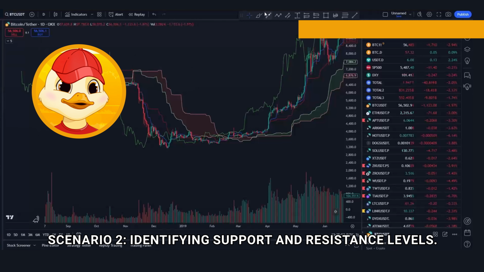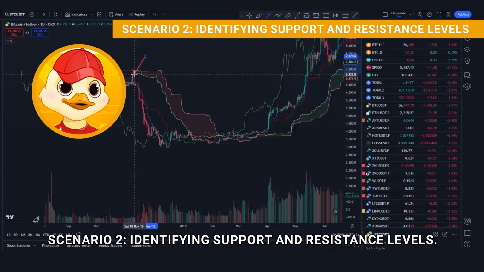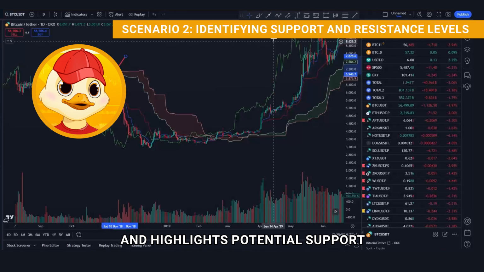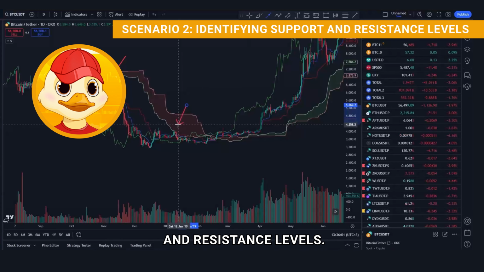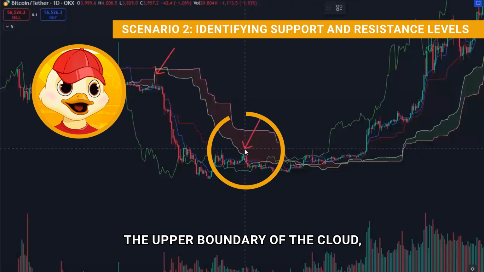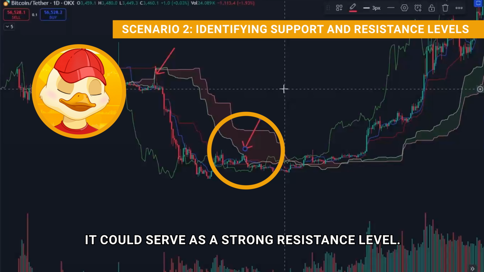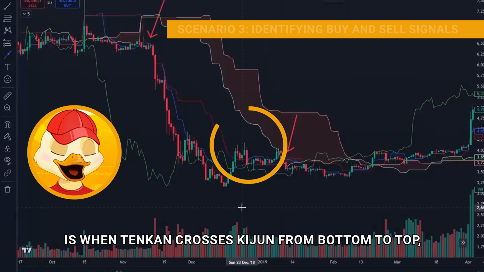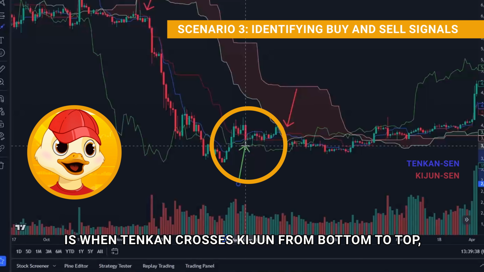Scenario number 2. Identifying support and resistance levels. The Ichimoku Cloud shows the trend and highlights potential support and resistance levels. For instance, if the price approaches the upper boundary of the cloud, like in this example, it could serve as a strong resistance level. The third scenario is when Tenkan crosses Kijun from bottom to top.